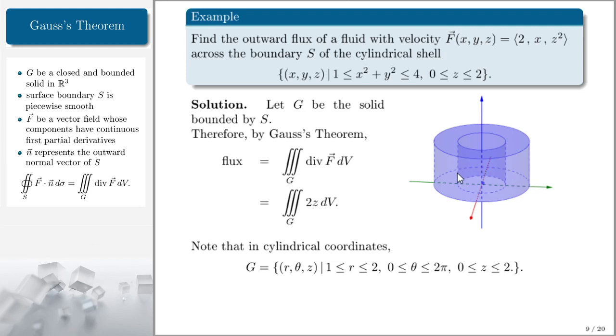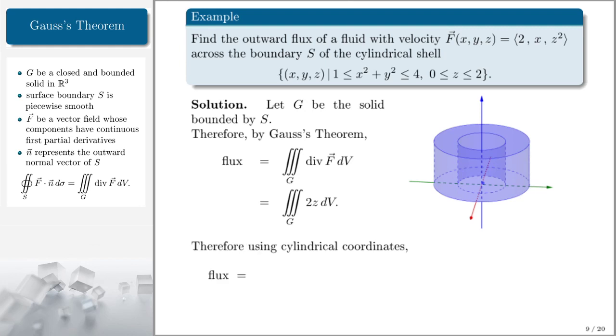Theta, because this is a full circle, will be from 0 to 2 pi, and the z will still be from 0 to 2. Thus, the flux will be, in cylindrical coordinates, dV will be r dz dr d theta. The limits of z will be 0 to 2. The limits of r will be 1 to 2, while the limits of theta will be 0 to 2 pi. Of course, 2z in cylindrical coordinates will still be 2z.